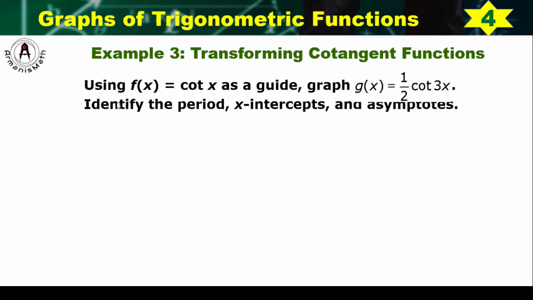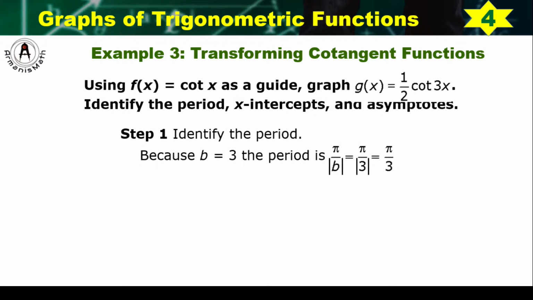So here's a transformation of the cotangent. I have, using cotangent x as a guide, a parent, find out how to graph this child. g of x is 1/2 cotangent 3x. Identify the period, the x-intercepts, and the asymptotes. So first thing first, I need to identify the period. The period is, once again, pi over b.